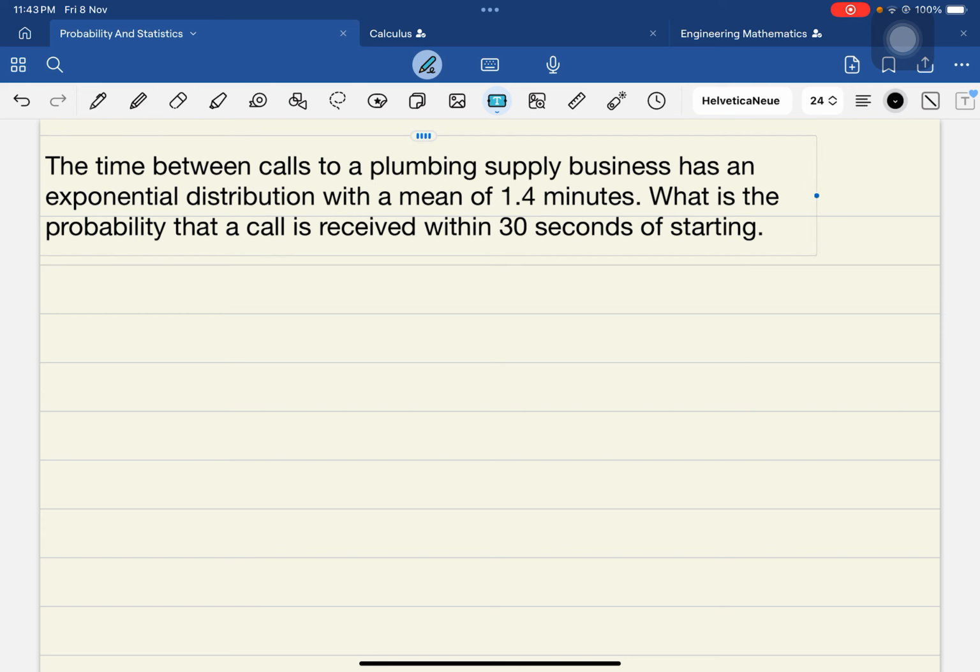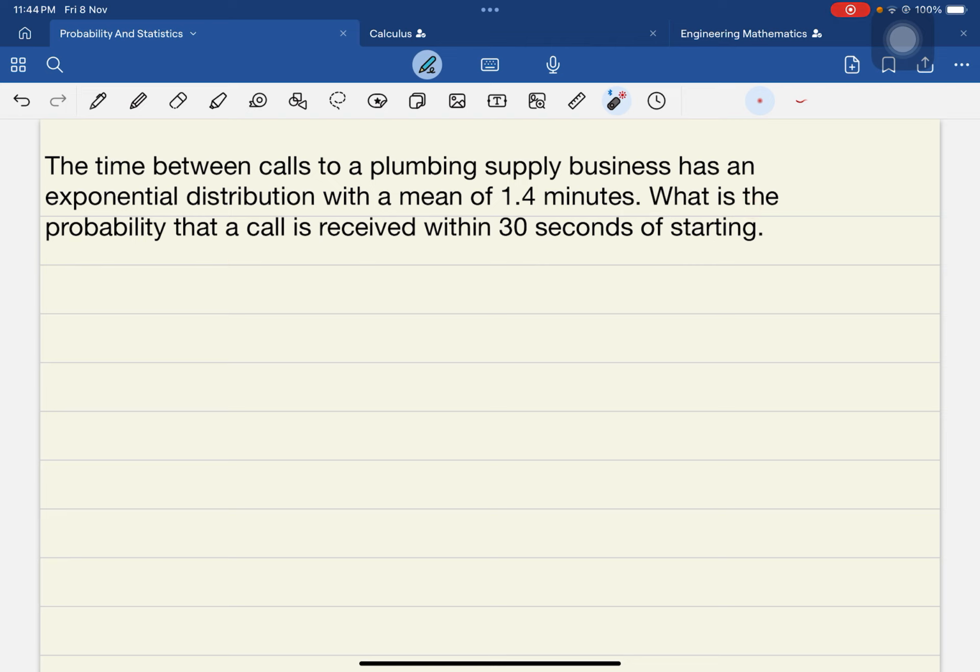Today we are going to continue some of the problems on exponential distribution. So let us read the problem. The time between the calls to a plumbing supply business has an exponential distribution with a mean of 1.4 minutes. So the mean is given as 1.4 minutes. What's the mean in exponential distribution? It is 1 over lambda. So from there you have to find out the value of lambda.